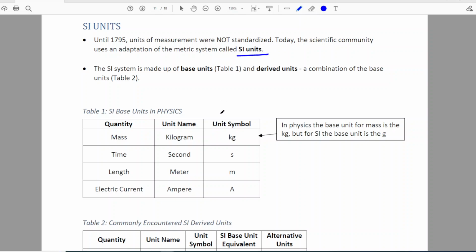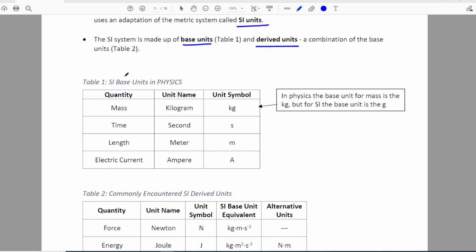So the SI system is made up of our base units and derived units, which is a combination of the base units. So what you're going to notice is that the SI base units are things like the second, the meter, and the ampere. This one we won't deal with until unit 7. Okay, but all of these ones we will.